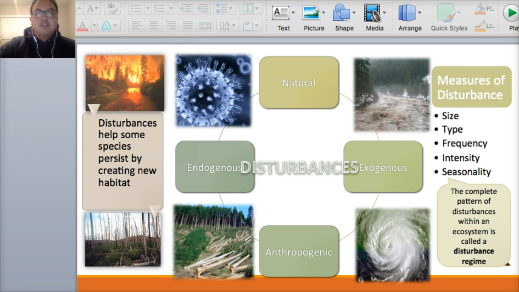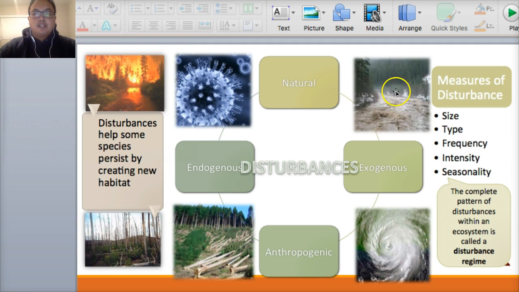Now, the last thing we're going to talk about is disturbances and succession. Disturbances actually help species because they can either force a species to adapt, or they can create a whole new habitat. They measure it by the size, the type, the frequency, the intensity, and also the seasonality. The complete pattern of disturbances is called the disturbance regime.